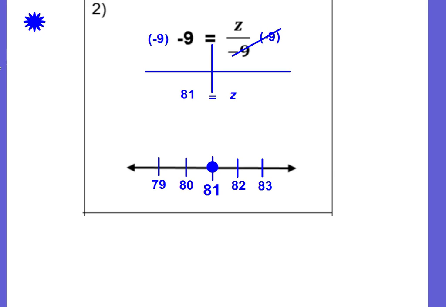The correct answer is 81 equals z. Our variable is on the right this time, but we still solve it the same way. It is being divided by negative 9, so we do the opposite operation, which is to multiply by negative 9. Then we have to be fair and do it to both sides of the equation. And a negative times a negative will give you a positive 81, and this is what your number line graph should look like.